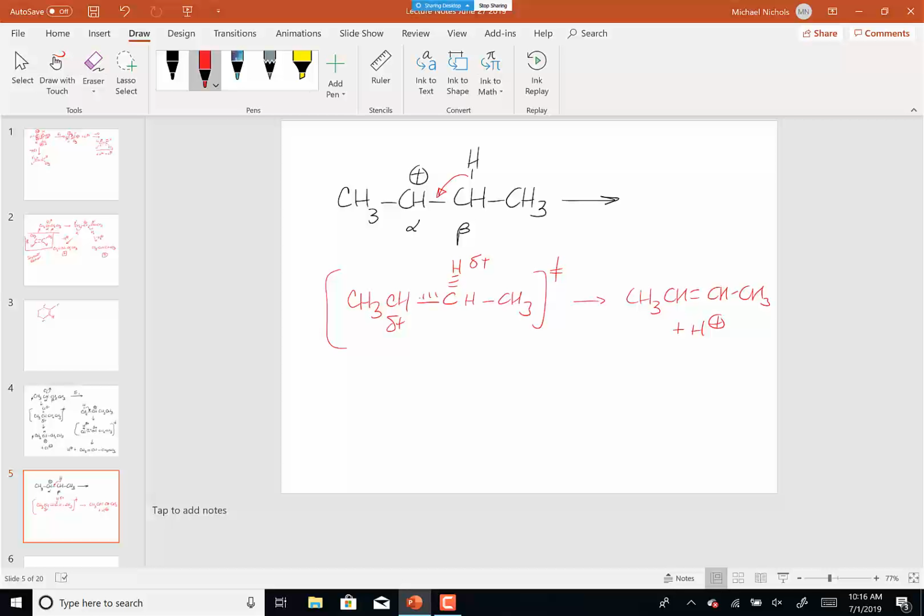You always lose the beta hydrogen in this mechanism. You can't lose an alpha hydrogen. You can't lose a gamma hydrogen, because the whole idea of this movement of this electron pair is simply that you're forming the double bond. So the carbon plus is getting its eight electrons back in terms of sharing, and the carbon that's losing the H plus isn't losing or gaining anything, but the hydrogen is losing its pair of electrons.